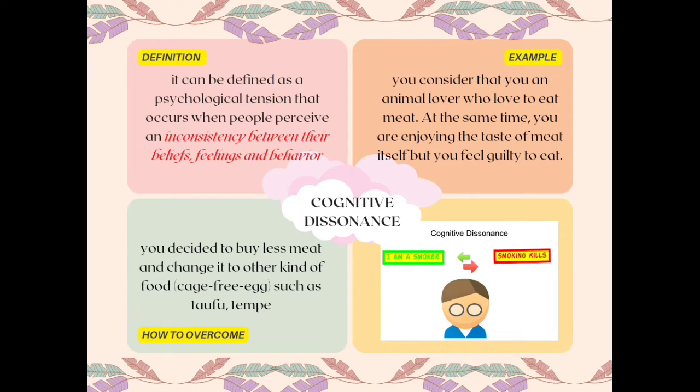An easy way to understand cognitive dissonance is that you already know that certain things will affect your health, but you still do those things. As an example, smoking, which has an effect on your health, but you still smoke.